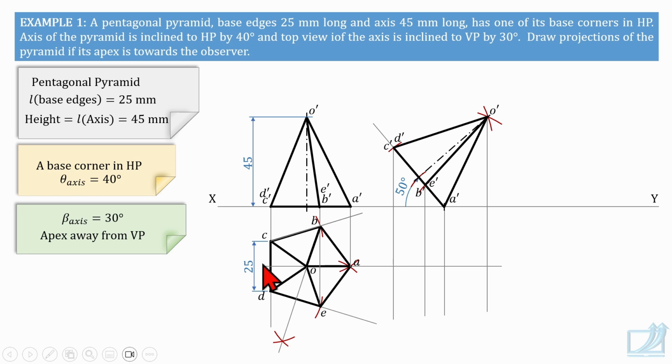Simply from all the 6 corners from the adjacent top view you draw horizontal lines. So from B, from C, from D and from E.